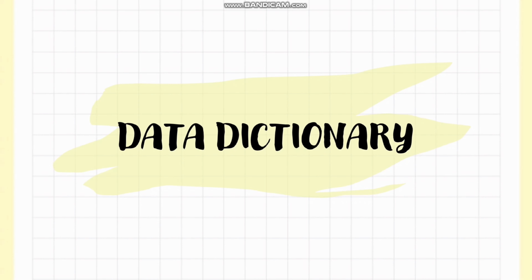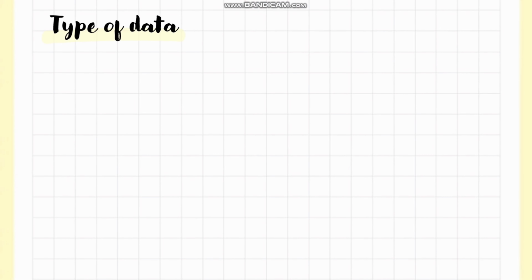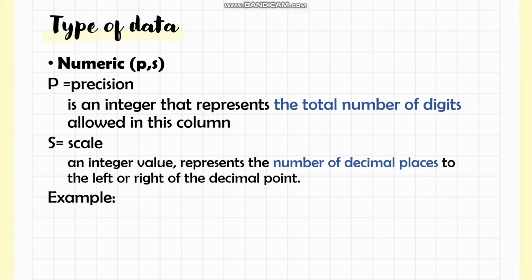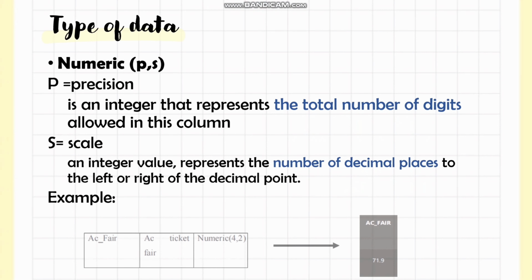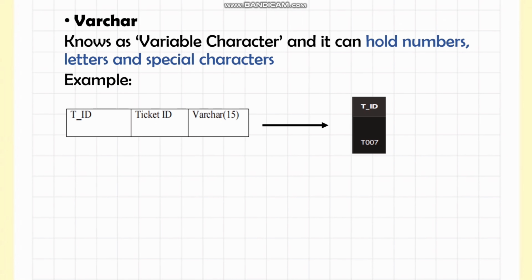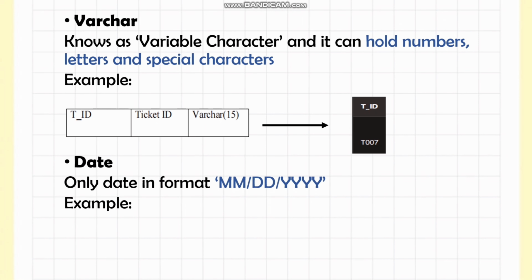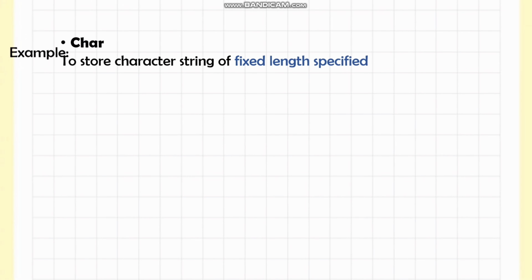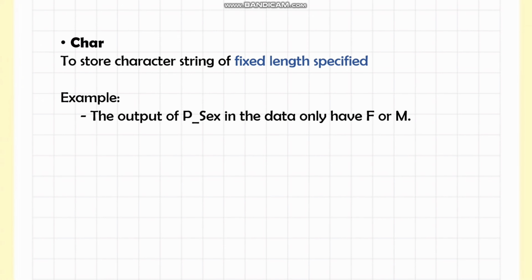Data dictionary. Let's see the types of data used in the data dictionary. First is numeric with precision and scale. Precision is the total number of digits and scale is the number of decimal places. Next is varchar, variable character, which can hold numbers, letters, and special characters. Next is date, only in the format month, date, and year. Last is char, to store a character string of fixed specified length.